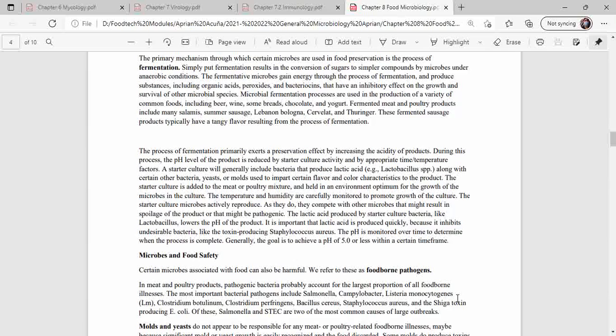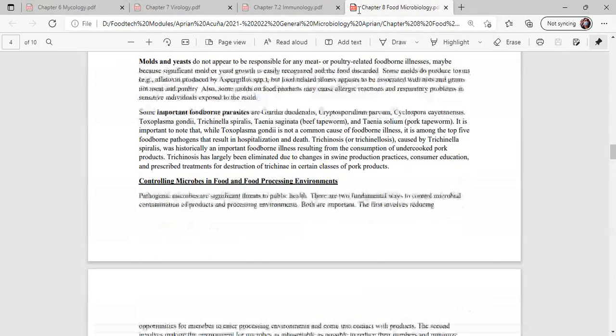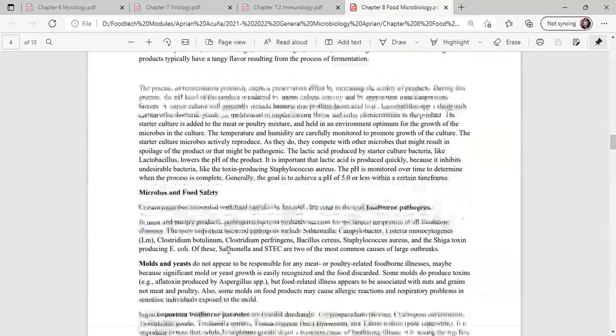Microbes and food safety. Certain microbes are associated with your food and can also be harmful. We refer to these as foodborne pathogens. In your meat and poultry products, pathogenic bacteria probably account for the largest portion of all our foodborne illnesses.